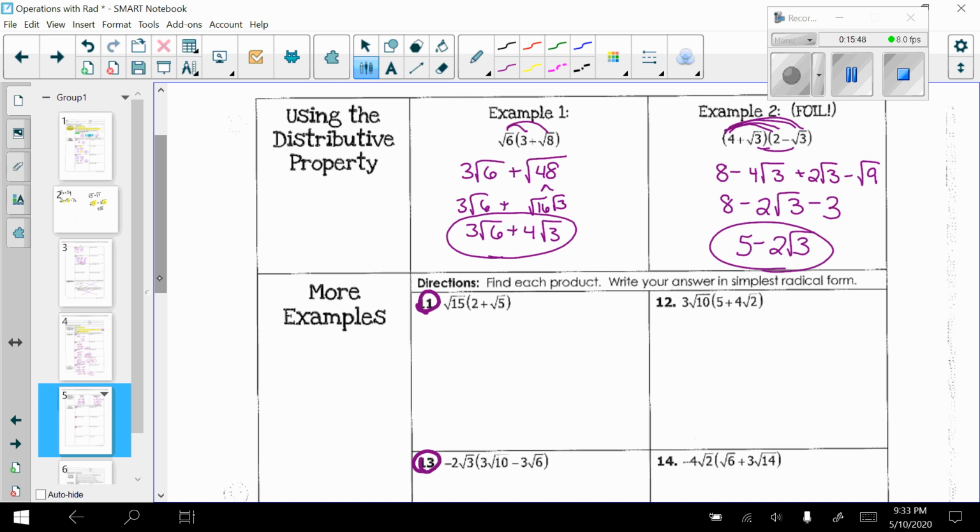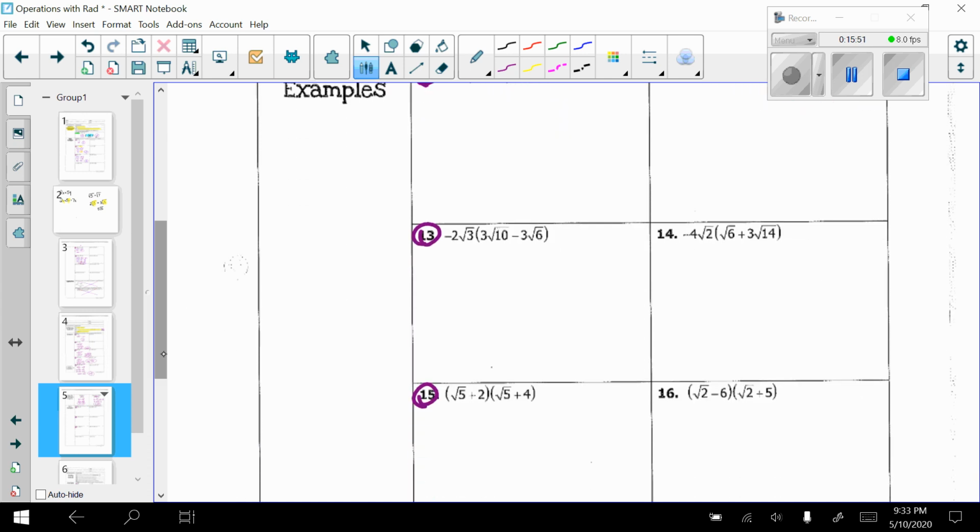So same goes, I'll do kind of a harder one, number 13. So I'm going to distribute outsides, insides. Nine and 2 can go into 18. Square root of 9 is 3. And then since no perfect square goes into 30, you would just leave it as this.